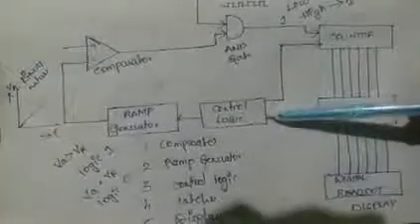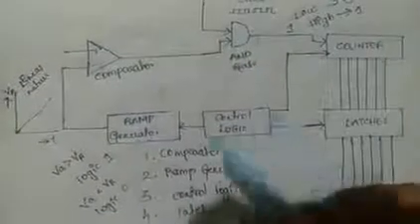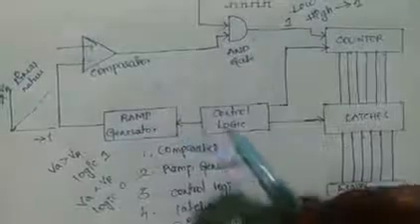For controlling this total process we have a control logic. It controls the ramp generator, counter and latches. The output of the comparator is connected to this control logic, also called the control unit. It will reset the counter as well as the latches. The control unit also controls the ramp generator.